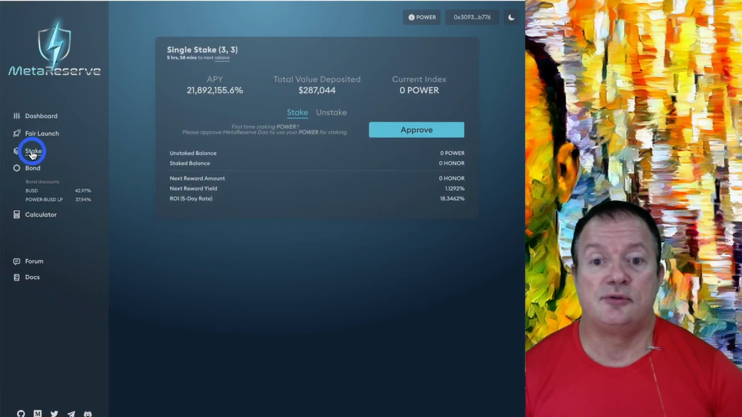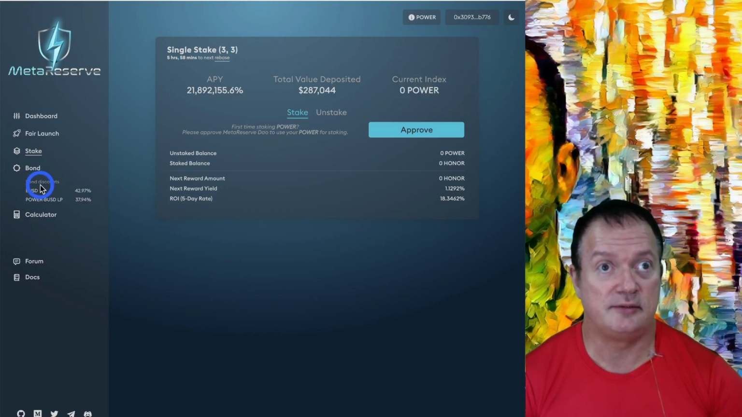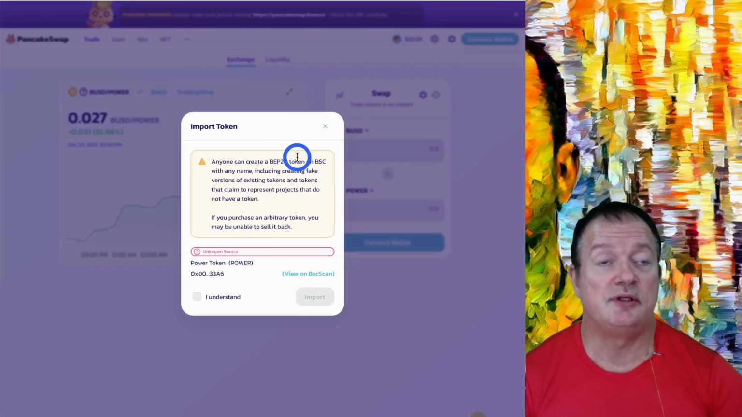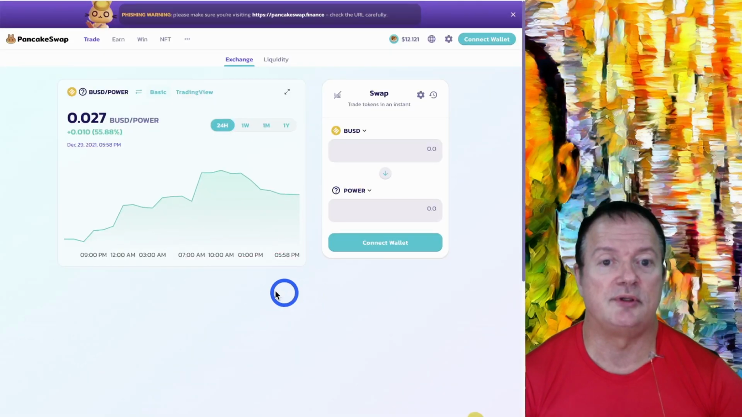All right, so what's interesting here, if you want to buy the token directly instead of bonding it, you click on this link. If you click on that link, you end up at Pancake Swap. You get this warning message because it's a new token. Pancake Swap is not familiar with it, so it wants to verify that you have the correct token address. Since we got it straight from the website, it should be all right. So we click I understand and we import.